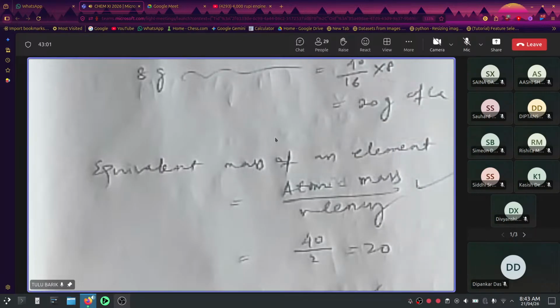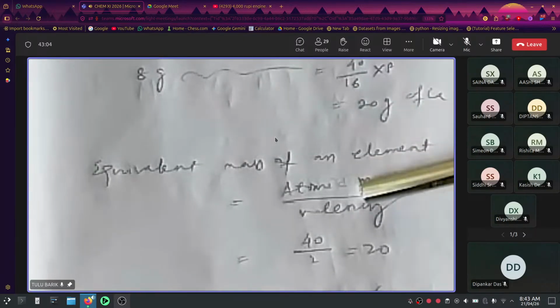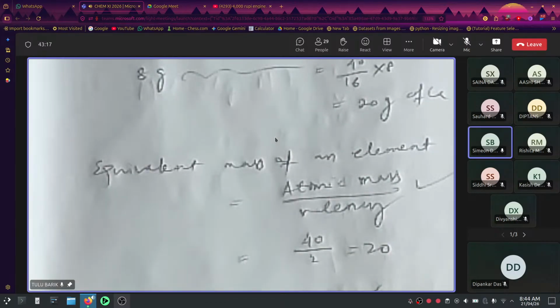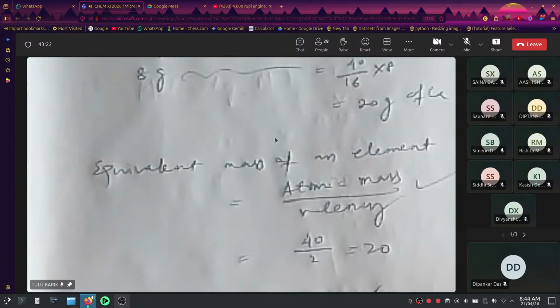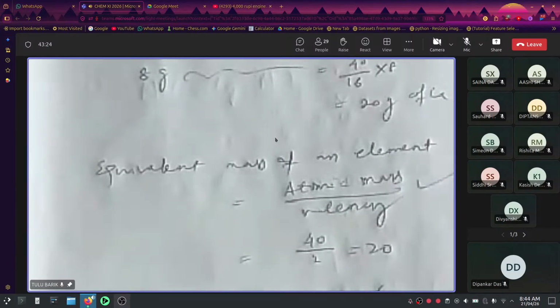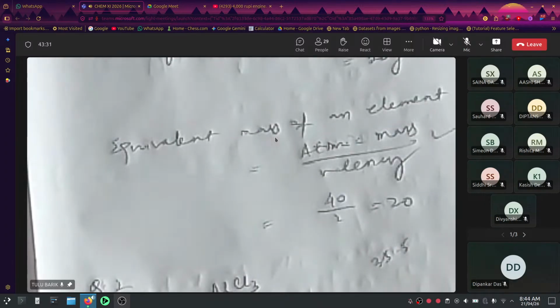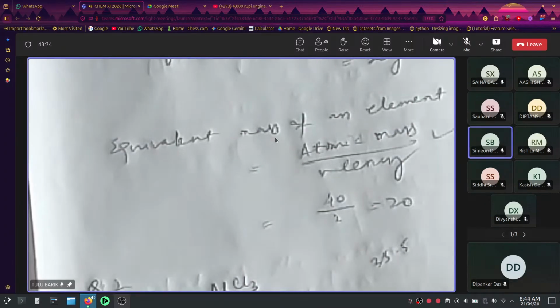There are two ways. Either you can follow the definition method or the formula I have given here, atomic mass by valency. So what is the atomic mass of aluminum? 27. What is the valency? Sir, plus 3. Okay, so it is coming 9. Okay, got it? Could you understand this? Yes, sir.